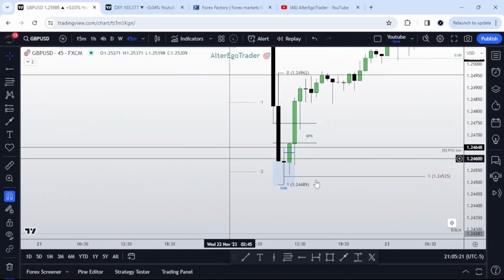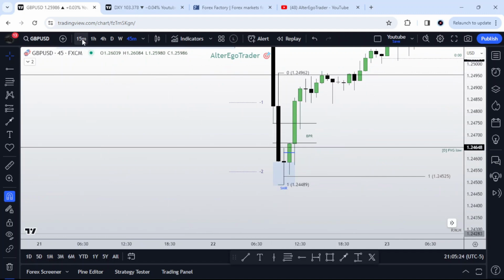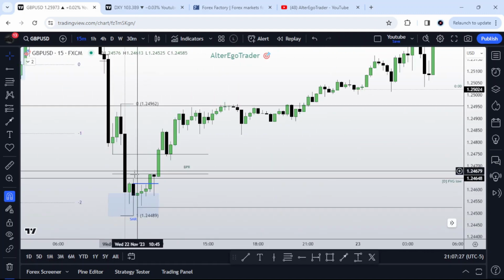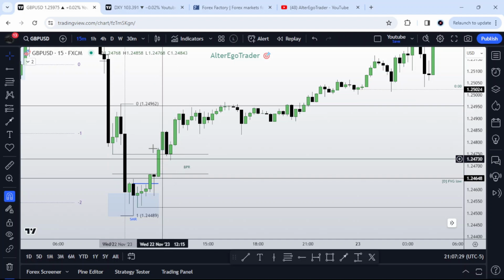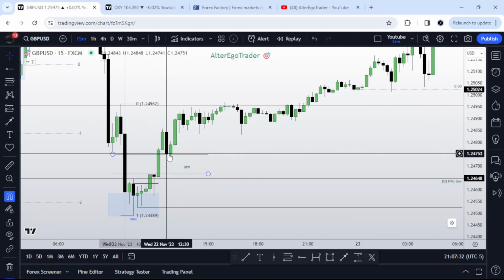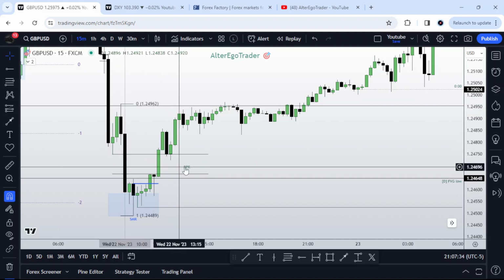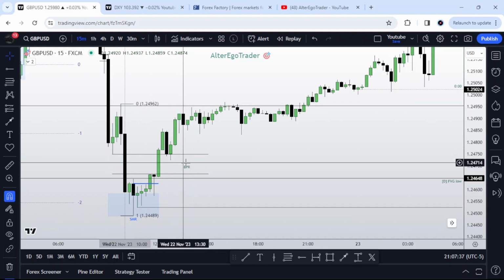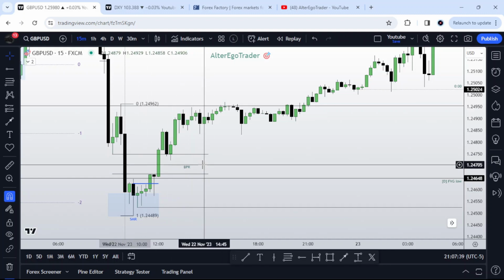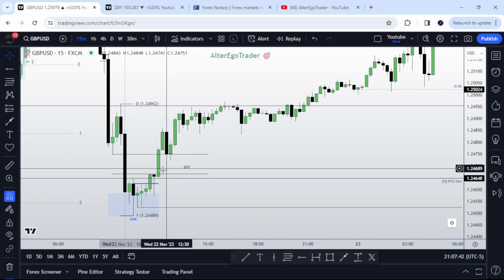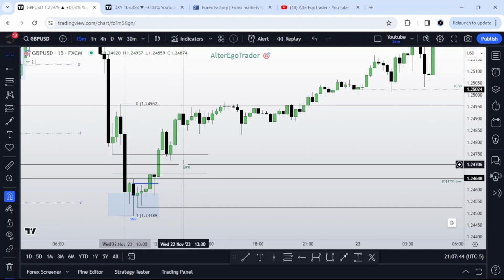Wait, I don't like this low area. When price gets back there, if price gets back there, it shouldn't go below equilibrium. It shouldn't even be getting to equilibrium of that balanced price range at all, right? And what's equilibrium? I mean, the midpoint of that balanced price range, mean threshold.